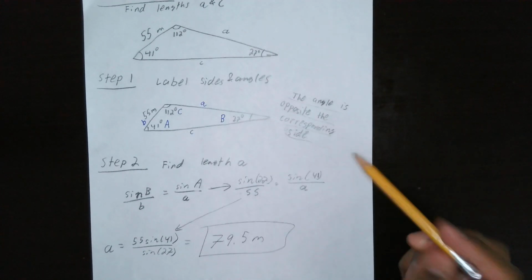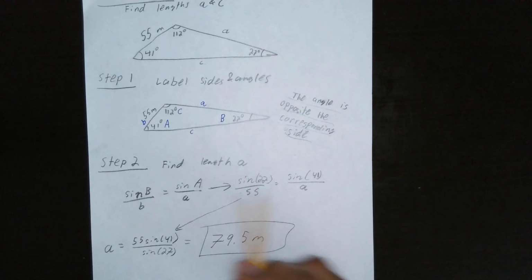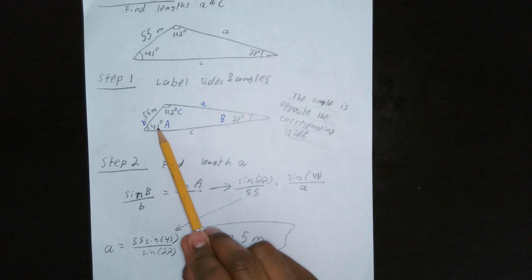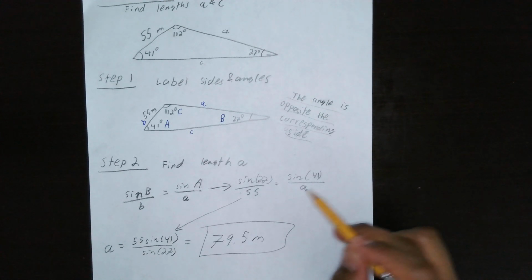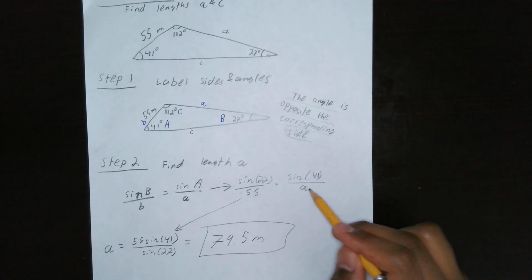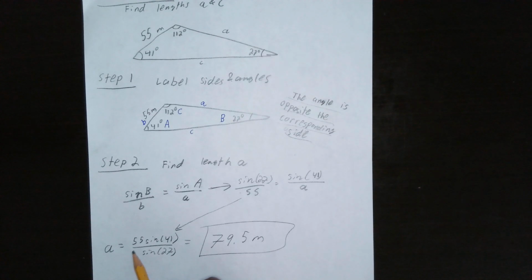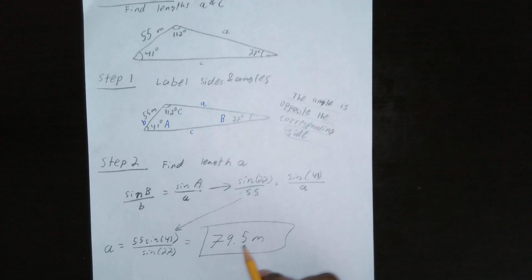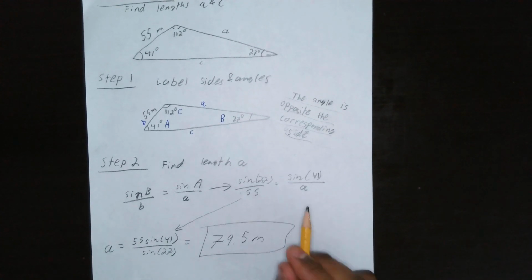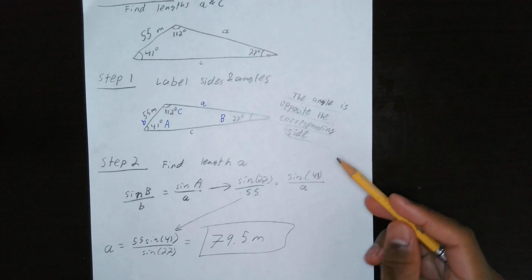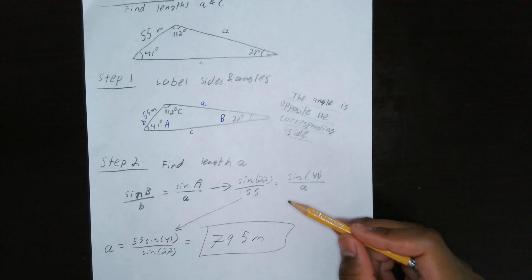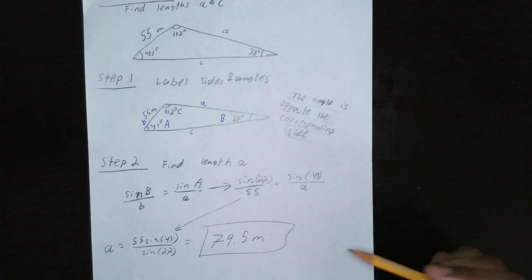And then that's equal to the sine of angle A. Do we have angle A? Yes, we do. Here's angle A. It's 41 degrees. And we just need to solve for the length of A. So we simply isolate for A. So A is equal to 55 sine of 41 divided by sine of 27. That's equal to 79.5 meters. And just a reminder, for this problem we're using degrees, so if you're using a calculator, check to make sure that it's in degree mode and not radian mode.